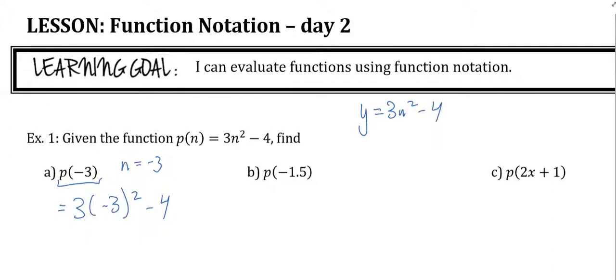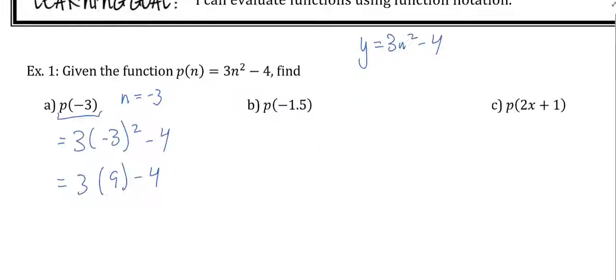And be careful with this because, with the negatives and the BEDMAS, making a little mistake can make a big deal. But this should be negative 3 all squared. Negative 3 times negative 3, that's 9. Do exponents first. 3 times 9 is 27. And 27 minus 4 is 23. Easy enough.